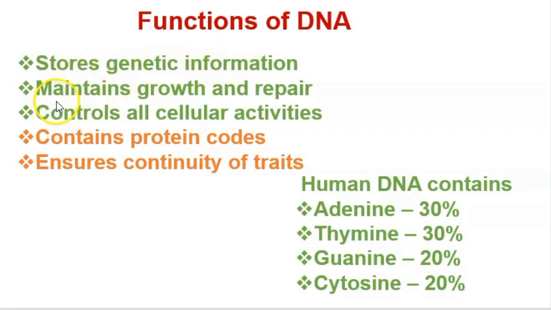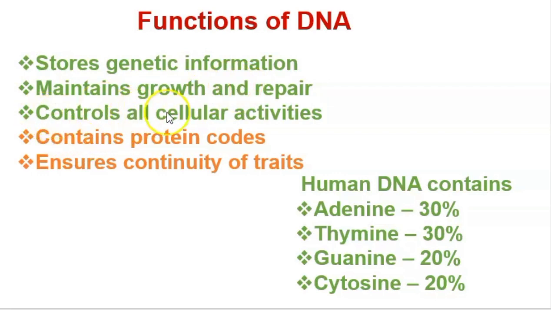Two, maintain growth and repair. This can happen at the point of mitosis, where a smaller person grows to become a big muscular human being. Because the cells keep dividing, the human being is able to grow. So it maintains growth and repair. And as a result of cell dividing, old cells divide to form new cells, and so it keeps dividing.